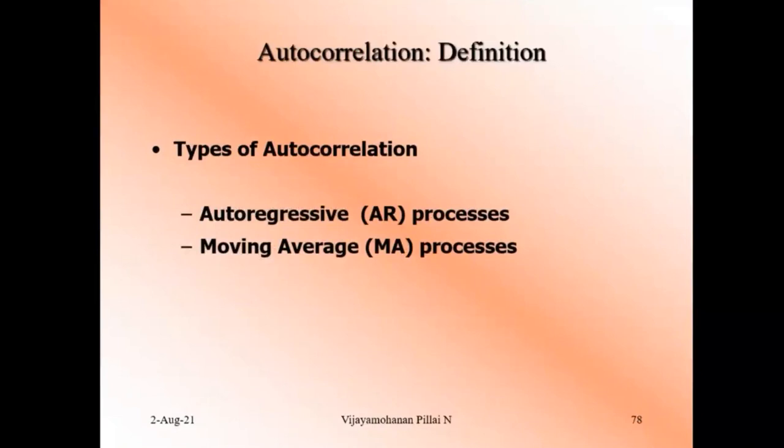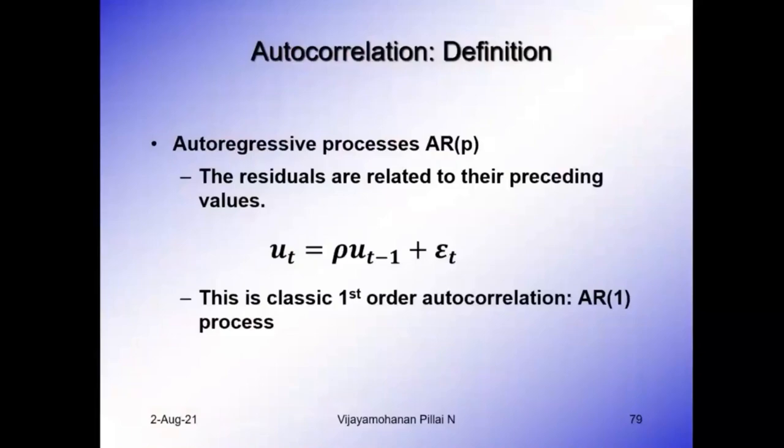So an autoregressive process says that the error term or the residuals are related to their previous values. Here ut, the error term at time t, is related to its own previous value. That is why it is called an autoregression. This is a regression of ut on its own past value. So this is said to be a first order autocorrelation or autoregression because we are using only one lag, t minus 1.